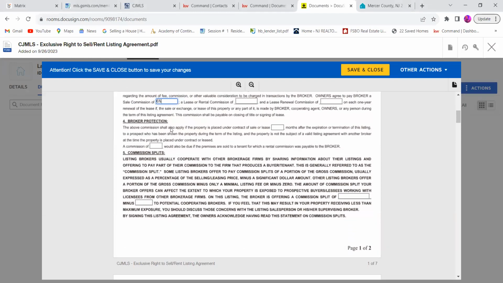Then we're going to go to broker protection. The above commission shall also apply if the property is placed under contract for sale or lease within a certain amount of months. We don't need this. That's just extra commission, right? That's if we don't do that. That's extra. It's like, oh, I sold your house in 10 days, give me more money. That's what that sounds like, right?